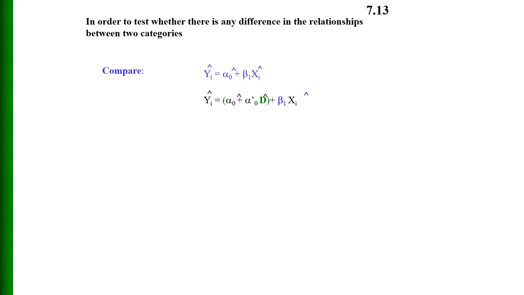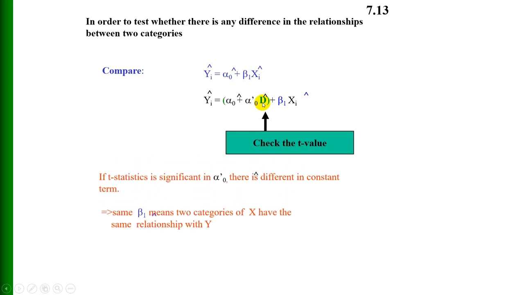In order to test whether there is any difference in the relationships between two categories, we will compare these two models. One is this and one is this, and we will check the t value of this dummy variable. If the t statistic is significant for alpha naught prime hat, there is a difference in the constant term, and it implies the same beta 1 hat, meaning the two categories of x have the same relationship with y, that is, the slope is the same.